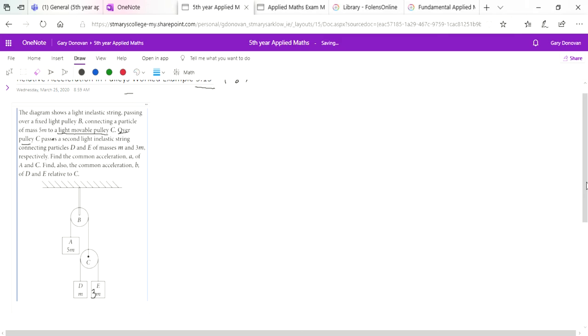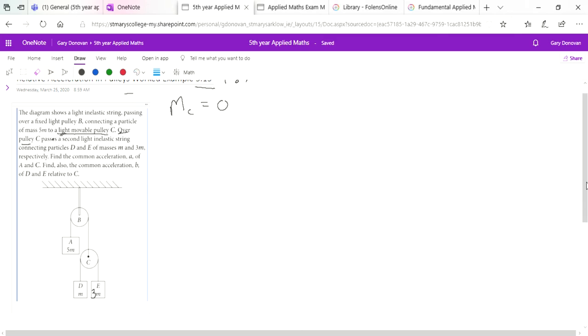Now if it says those words light, it means that the mass of C, I'm going to write mc here, equals 0. It doesn't weigh anything. In reality that couldn't be the case, but in these questions we can make that assumption if it's really light compared to the other particles.